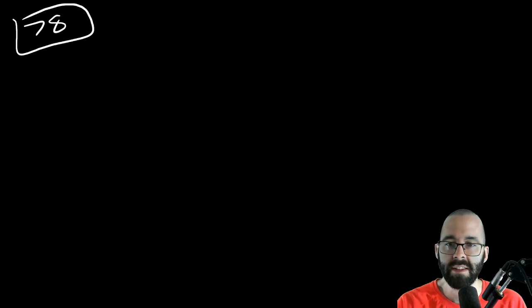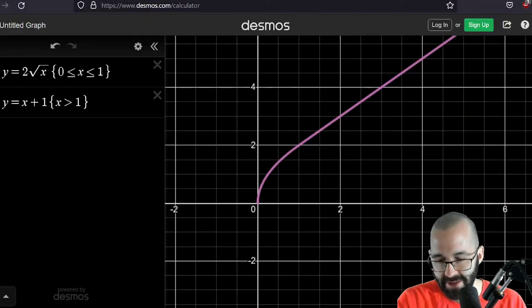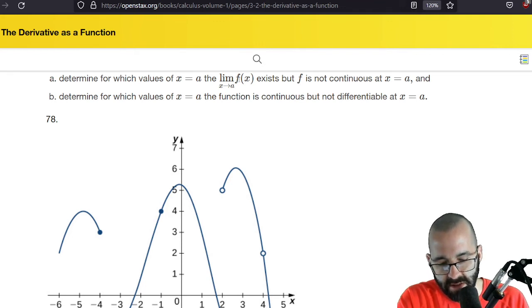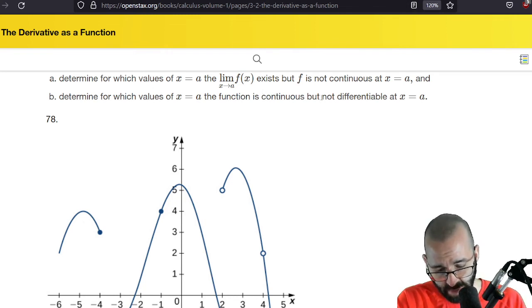All right, last problem in this video. Let's look at number 78. Did I give you guys a really nasty one here? Determine for which values of x the limit exists but is not continuous, and which values of x the function's continuous but not differentiable.